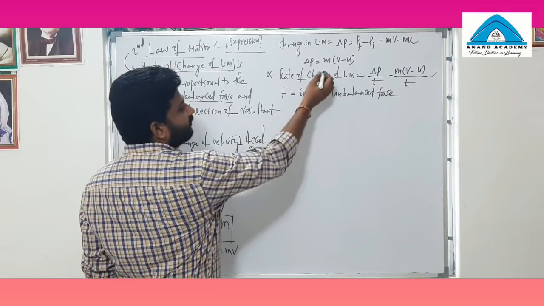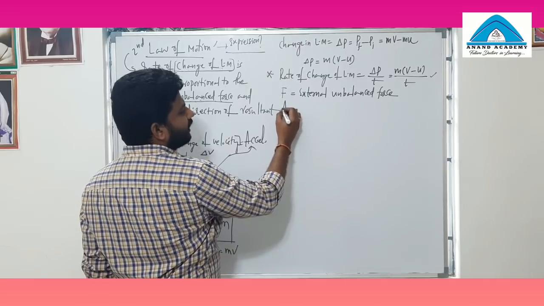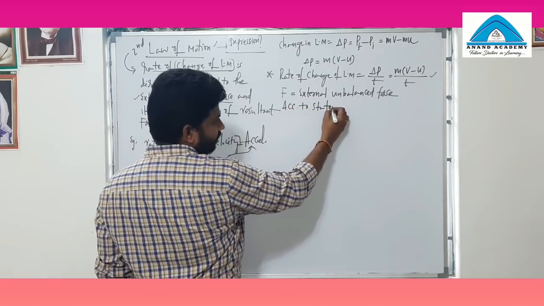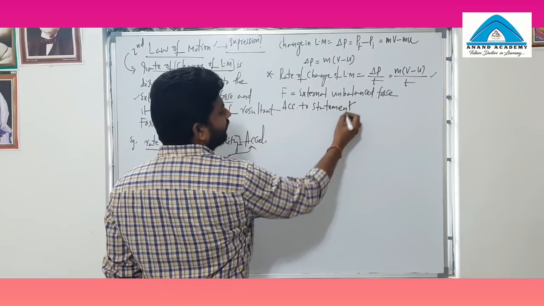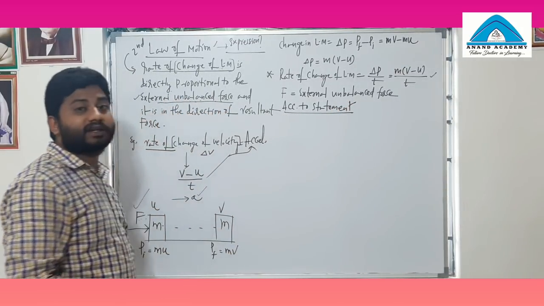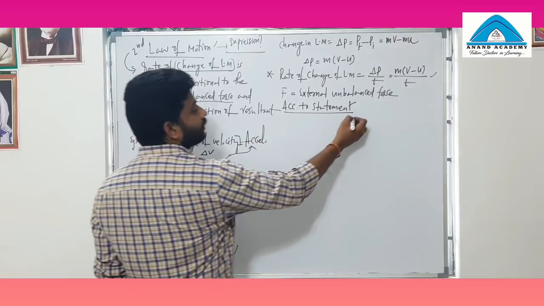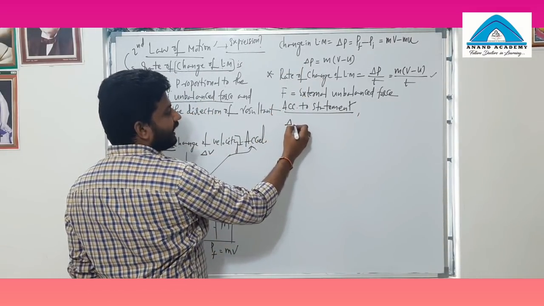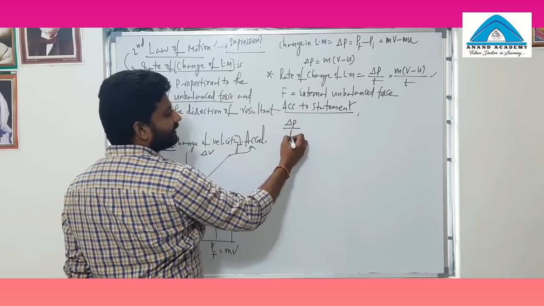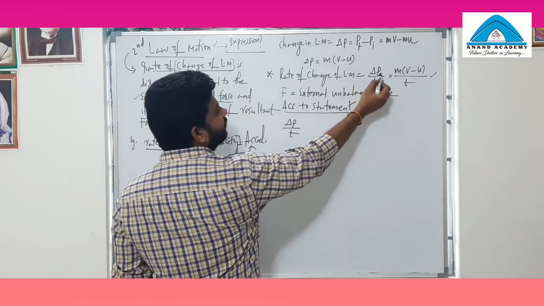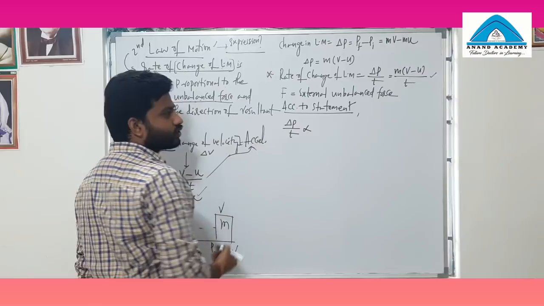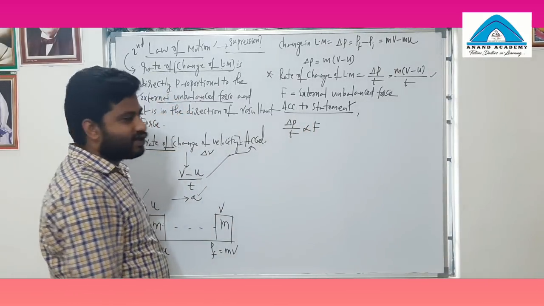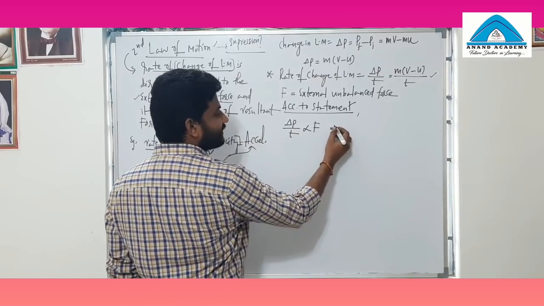So the rate of change of linear momentum, I am writing here according to the statement of what? Newton's third law, first law, or second law? Second law. So the rate of change of linear momentum, I can write delta P by T, is directly proportional to what? The external unbalanced force F. So I can write it in this way.